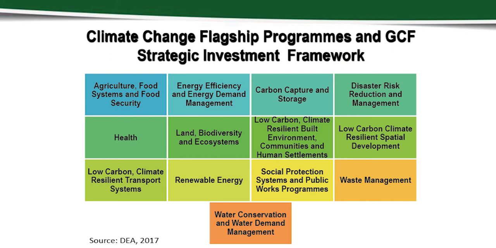They're getting into health. They're getting into low carbon climate resilient transport systems. They're getting into energy efficiency and energy demand system management. They're getting into land, biodiversity and ecosystems, renewable energy, carbon capture and storage. They're getting into disaster risk reduction and management, low carbon climate resilient spatial development, waste management. They're also getting into social protection systems and public works programs. And lastly, they're getting into water conservation and water management. You see these things in your PowerPoints. These are the strategic result areas for that.